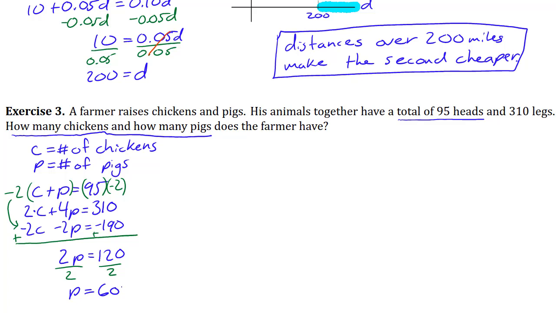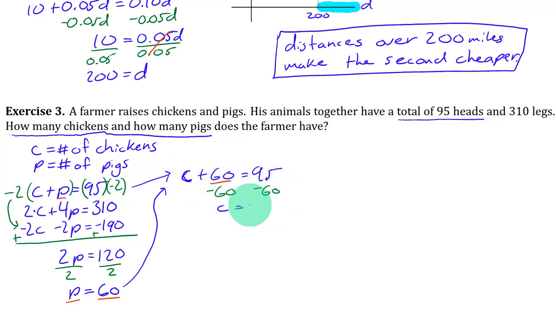If you plug this P in for one of these other equations, the first one looks a little easier. That'll give you C plus 60 equals 95. And if you just subtract that 60 from both sides, you'll see that C is equal to 35. So it sounds like there's 35 chickens and 60 pigs.